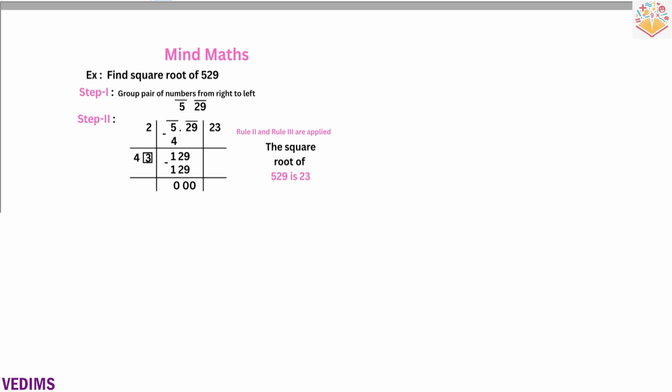Now let us see the remaining of them very quickly. Now group them into two groups, 5 and 29. Now, the nearest perfect square is 4. 2 2s are 4. 5 minus 4 is 1. Take 29 down. Now, first of all, you add the quotient 2 to the 2, you will get 4. And you have to suffix a number. The nearest number is 3. 43 into 3. 3 3s are 9. 4 3s are 12. 129 minus 129 is 0. Therefore, using rule 2 and 3, you got the square root of 529 as 23.